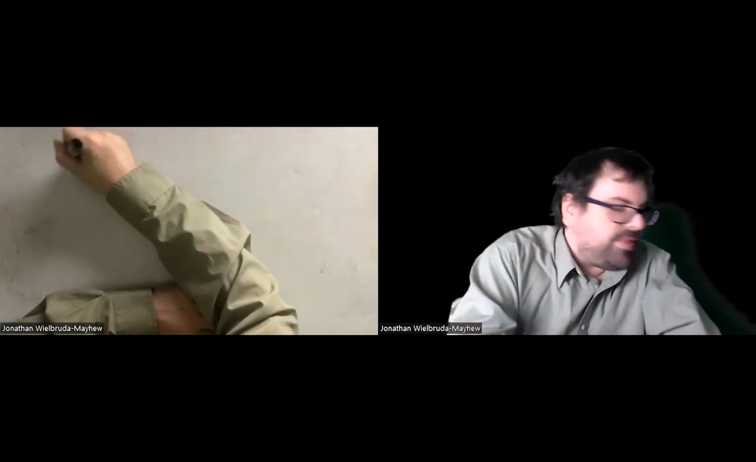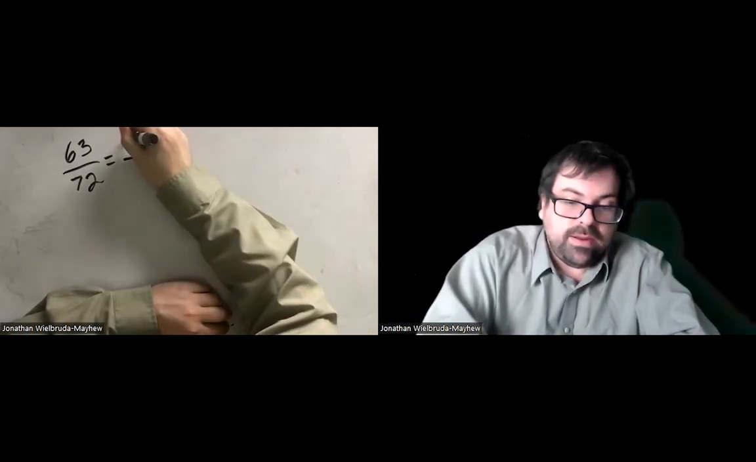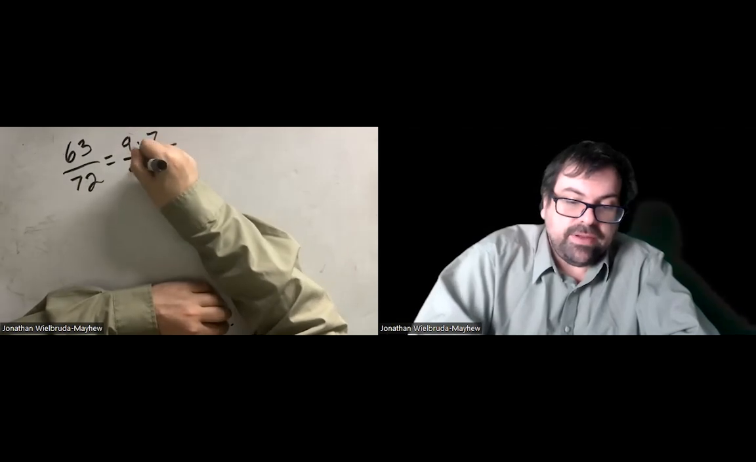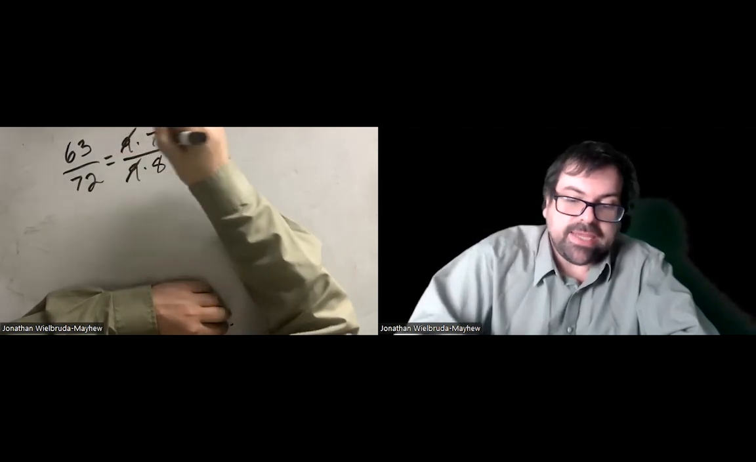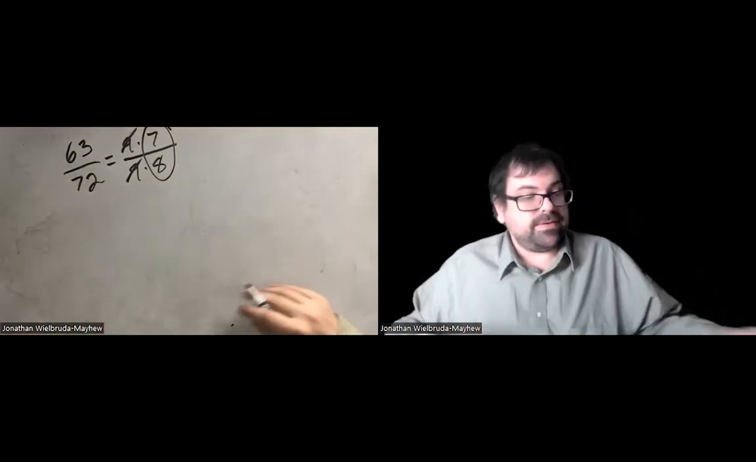Another way you could have done that, noticing that they're both multiples of 9. You can do a multiplication problem with 9 in it. 9 times 7 over 9 times 8. The 9's cancel, leaving us with 7/8.